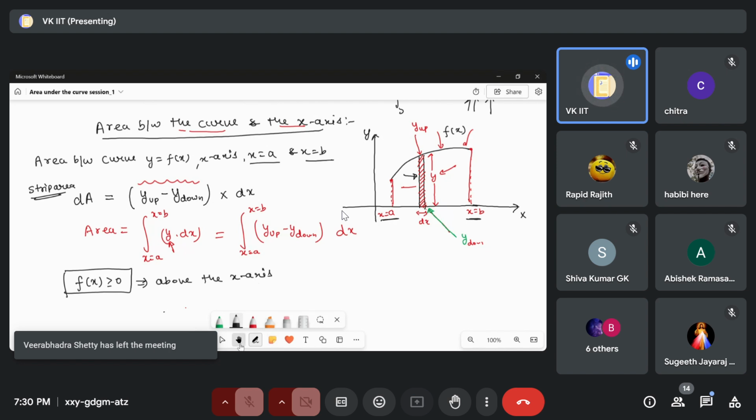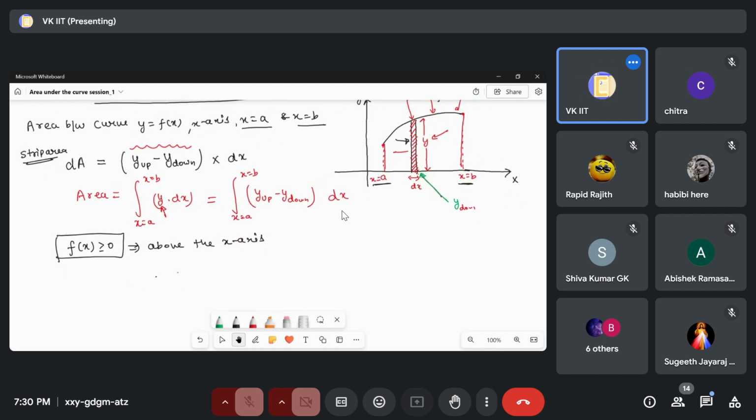So if it is above the x-axis, can we say that the lower limit of this strip, y down, will be 0 because it is lying on the x-axis? And on the x-axis, what are the coordinates? Something like, let's say, x1 comma 0. So the y coordinate is always 0.